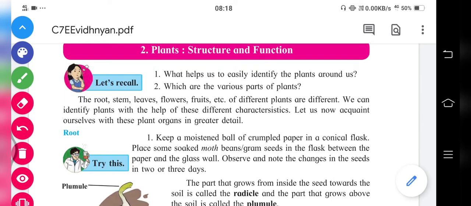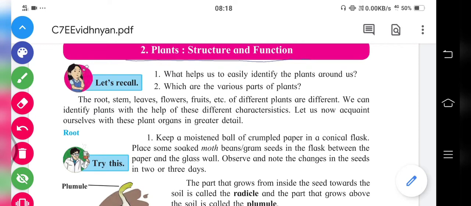We will study which part performs which function, how they perform those functions, and which part supports plant growth. Plants are also autotrophic, so they prepare food. All these types of functions will be studied one by one in class. Okay, so let's start with plant structure and function.